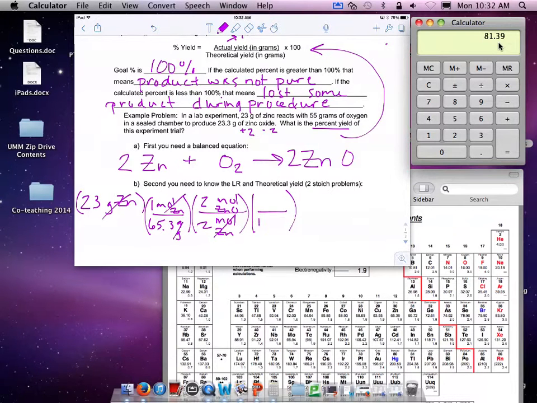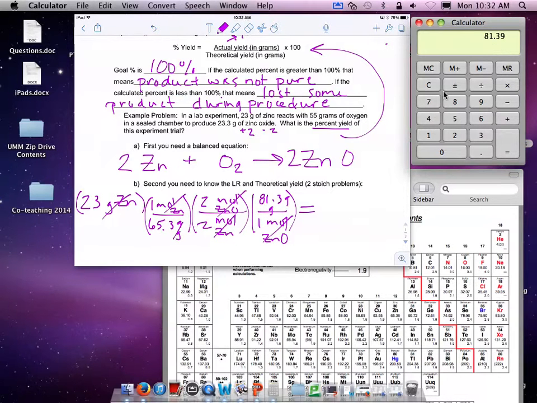So this time, 1 mole of zinc oxide needs to be on the bottom because that's what has to cancel, and then the 81.39 grams goes on top. Moles goes away, I'm left with grams. That's what the problem wanted me to find. It wants me to compare it to this number, grams of zinc oxide. Now I can do my math.